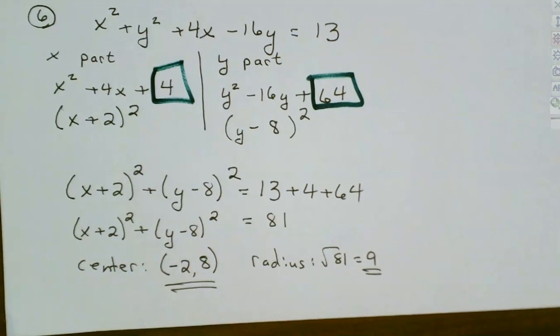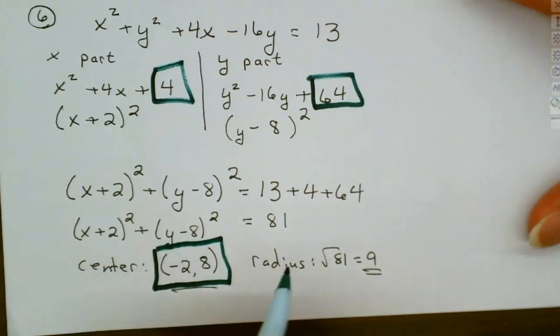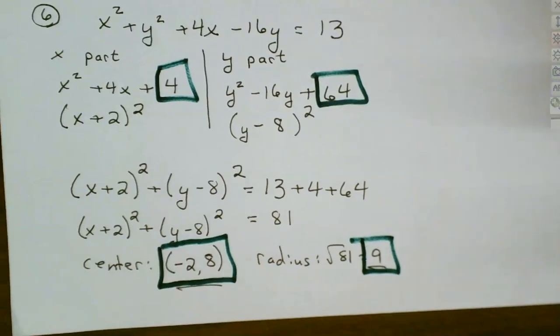Is everyone okay with that? All we're doing here is halving and squaring. If you could remember half and square, you'll be fine. When you find the center, what do you do? Switch the signs. Just a few things to remember.